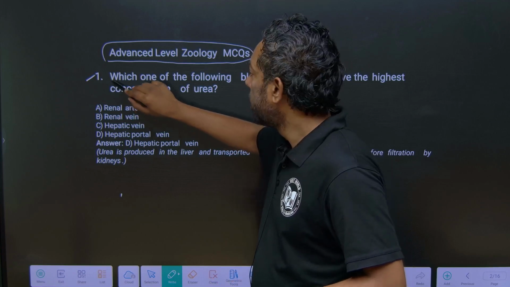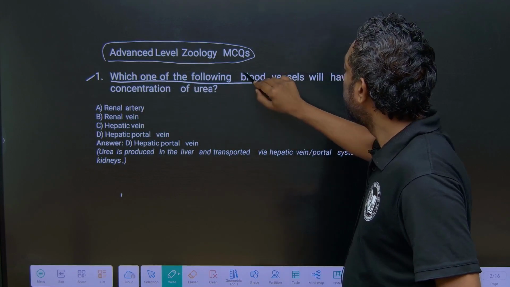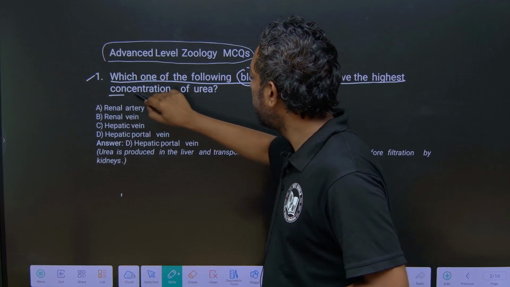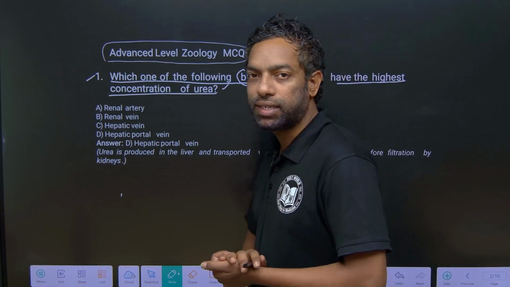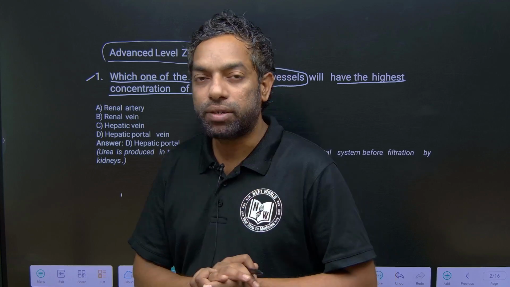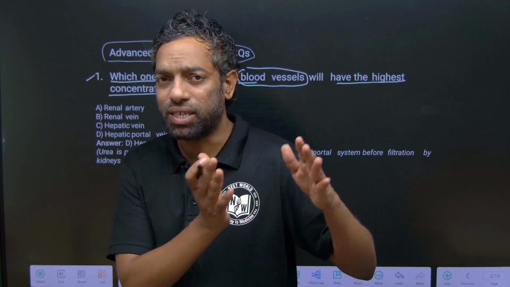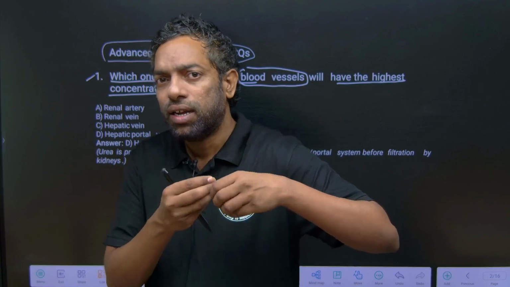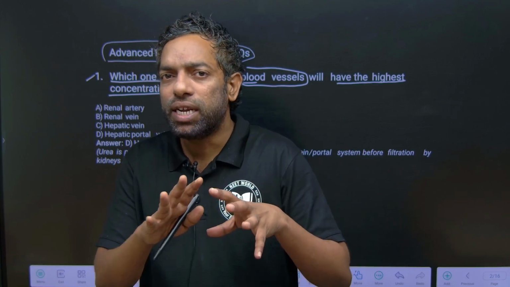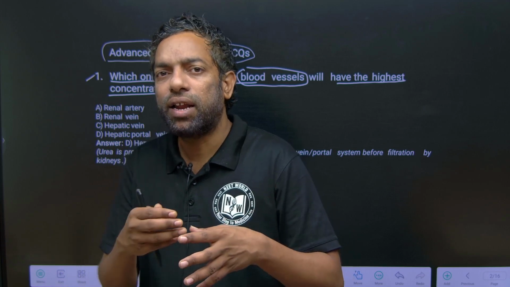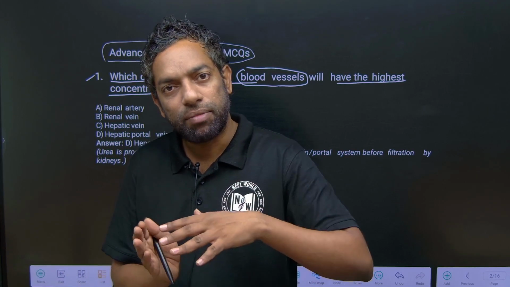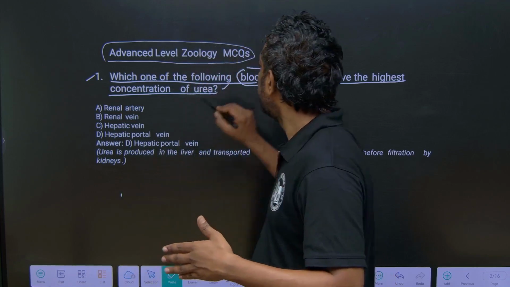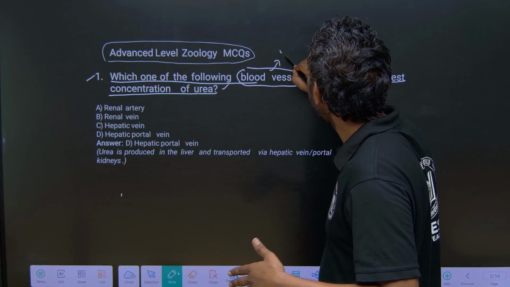many exams. Which one of the following blood vessels will have the highest concentration of urea? There are a number of blood vessels, which are arteries and veins. Arteries carry the blood forward into each organ, and veins carry the blood from the organ into the heart. Which blood vessel carries a high amount of urea?